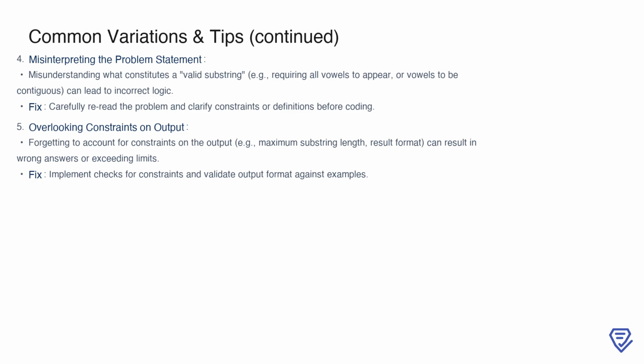Additionally, overlooking constraints on the output can cause issues. For example, you might forget to consider limits on the maximum length of the substring or the required format for the result. To prevent this, ensure that your output adheres to the problem's constraints and matches the examples provided in the description. Validating your results against these expectations is a critical step in ensuring correctness.